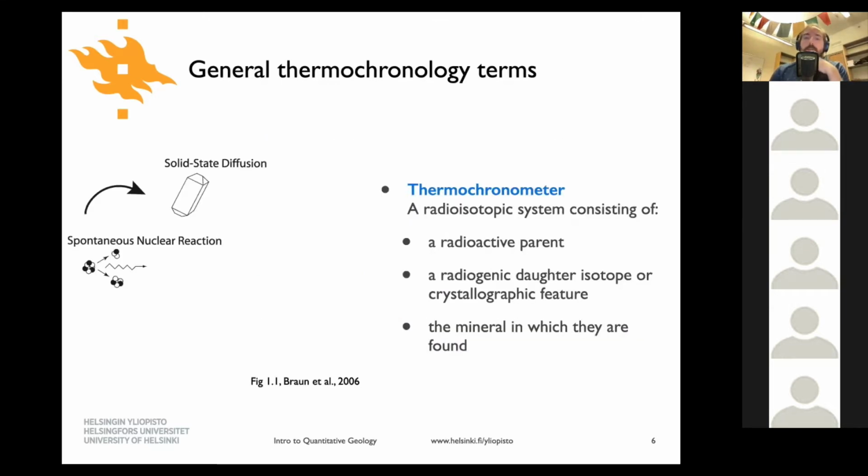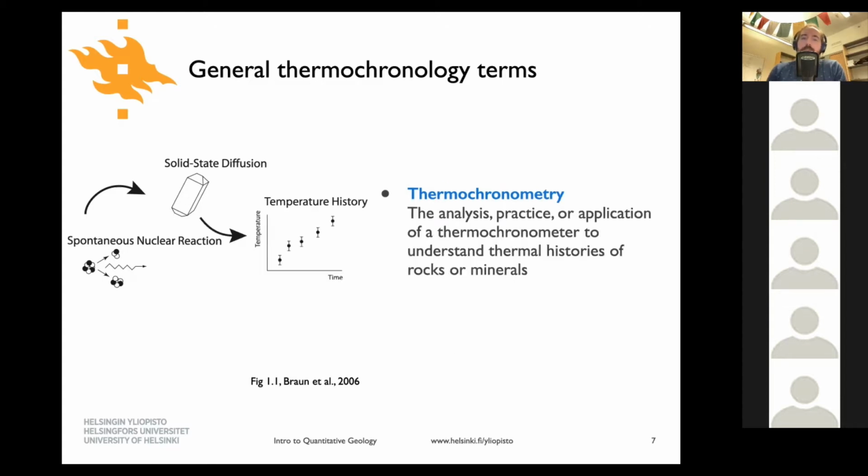Let's talk about the concept here with a few additional terms. When we talk about a thermochronometer, we're talking about an isotopic system that includes a radioactive parent, a daughter product or crystallographic feature. It doesn't have to be a daughter isotope; in some cases, it's something like a damage zone in a crystal that forms as a result of radioactive decay, and then the mineral in which this process is occurring. So that's our thermochronometer: parent, daughter, and the mineral in which it's occurring. You can see here some spontaneous nuclear reaction, and that would be happening inside a crystal.